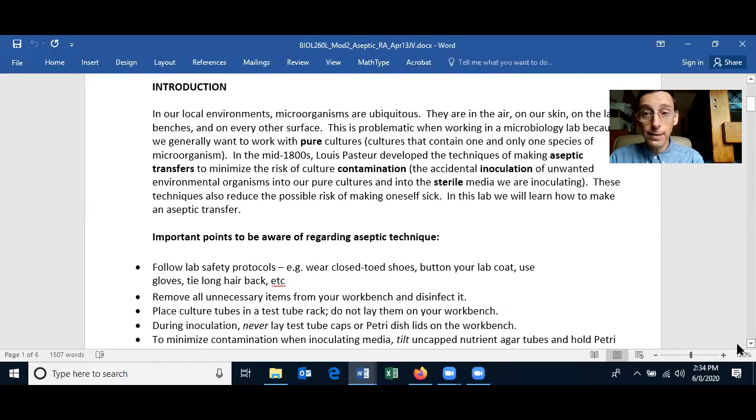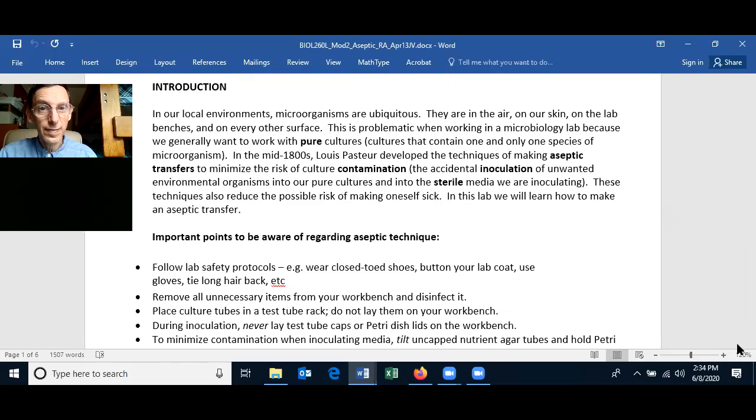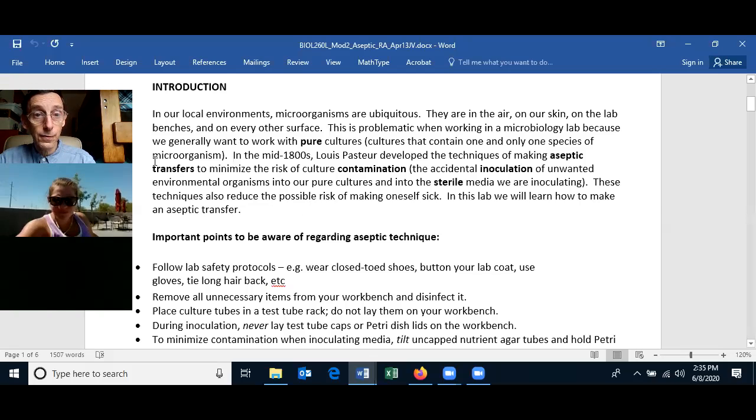Bacteria and microorganisms are ubiquitous. When we say they are ubiquitous, it generally means that they are essentially everywhere. They're in the air, on our skin, on the lab benches, on every surface you can think of. This is a problem when you're working in the microbiology lab, because generally we want to work with pure cultures. A pure culture is a culture that contains one and only one species of microorganism. And if you're doing work, you don't want to contaminate your pure cultures.